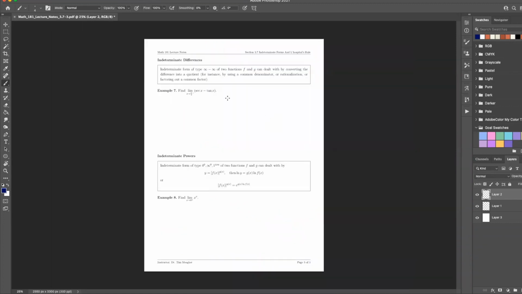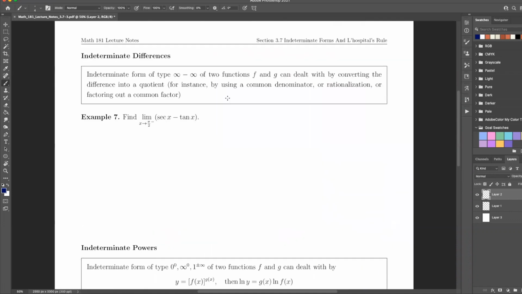All right, so let's just do 2 more. Your book goes into a couple more. So here I have indeterminate differences. If I have a form of infinity minus infinity of 2 functions, you can deal with this by converting the difference into a quotient. For instance, you can use common denominators or rationalization. There are 1,000 ways of trying to do it. As long as you can write something as something over something, you can use L'Hopital's rule. The only one that's kind of unique is the powers, but we'll get into that in a second.